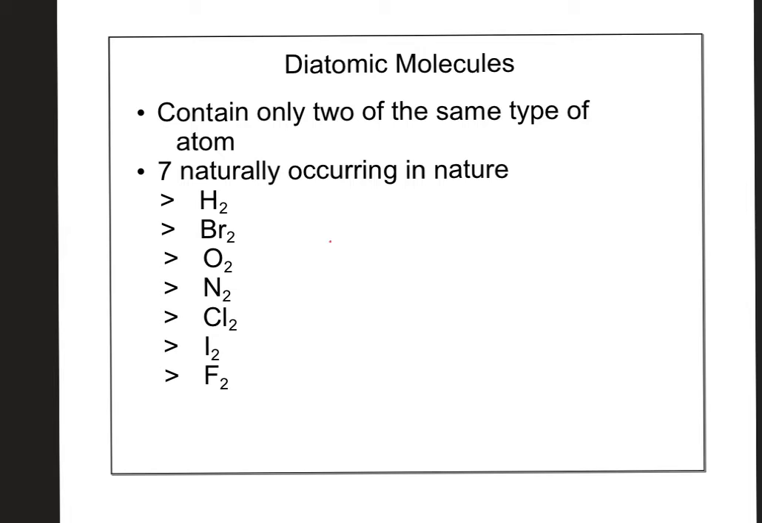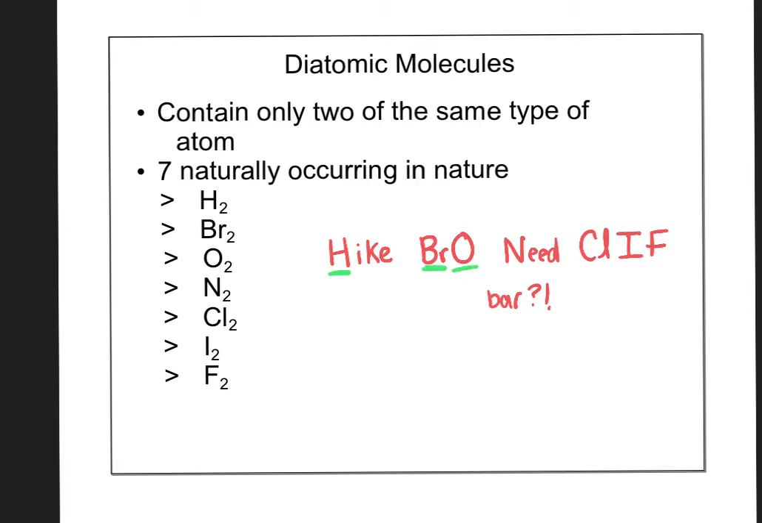Here's how I remember it. I use this phrase: Hike bro, need Cliff Bar. So hydrogen is the H. Hike bro, my bro is the bromine and the oxygen. Well, if we're gonna go for a hike, we need, that's the nitrogen. Cl is chlorine. F is, so iodine and fluorine. And then I just added a bar. So hike bro, need cliff.